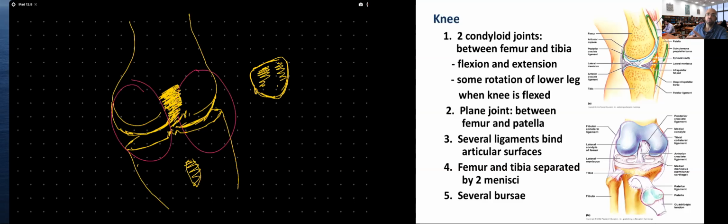Why again? Because this is what type of joint between the patellar surface and the patella? What kind of synovial joints do I have in here? Anybody? It's a plane joint, plane joint.